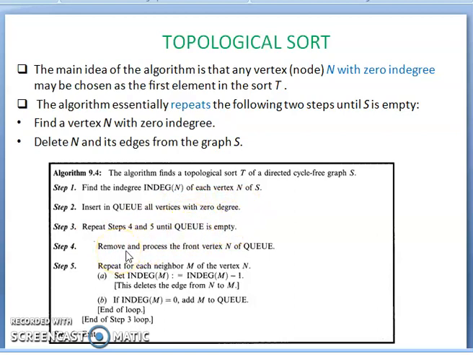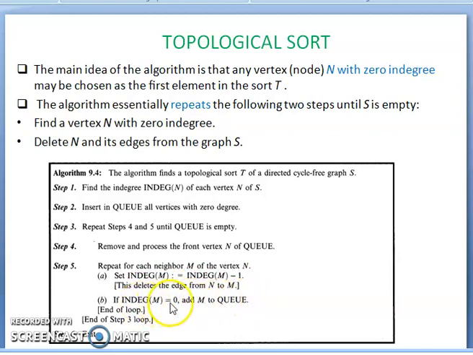So first, from the Q, remove one front vertex and identify the neighbors of the removed vertex. The in-degree of the neighbor, which is the destination, becomes in-degree minus 1, because this deletes the edge from n to m.